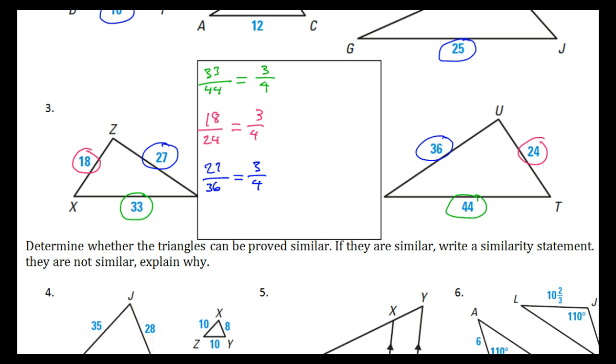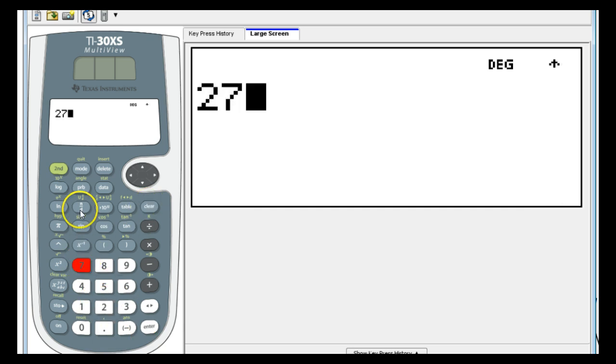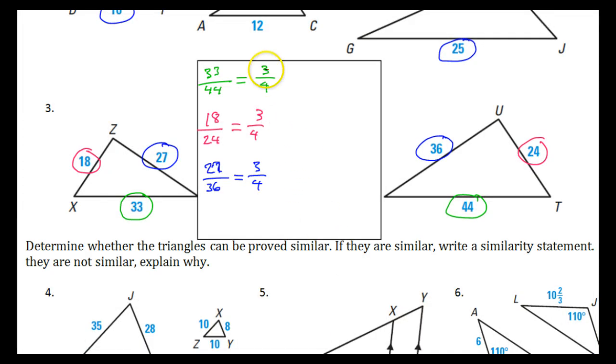If you have to use your calculator for any of these, for example 27 over 36, don't forget that you could. 27 over 36, that's 3/4, like I said. Because all of these are the same, that means that these two triangles are similar by side similarity. So we'll make our similarity statement.